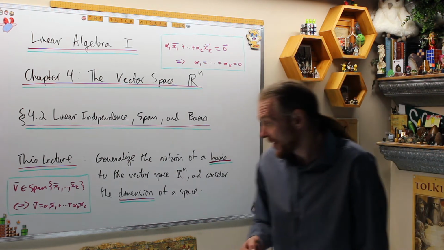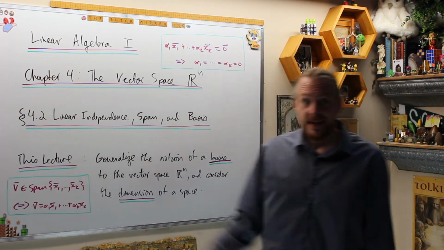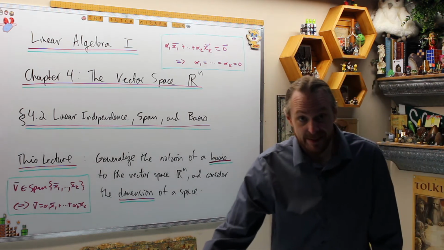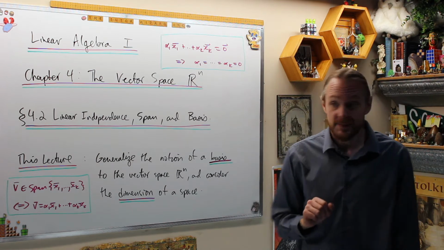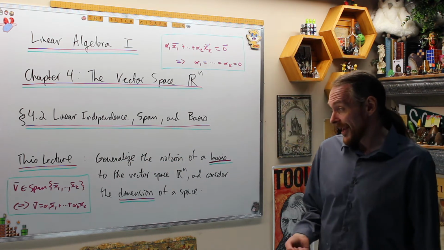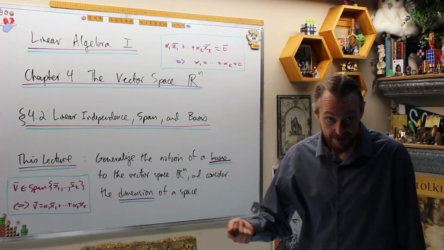So this lecture, what are we going to specifically do? We're going to do linear independence and spanning, and if you are both linearly independent and span a space, then you are a basis of that space, and the number of elements in that basis is the dimension of the space. So we're going to go over the generalization of basis for a vector space Rn, and then we'll get the notion of dimension along the way. Let's do that.